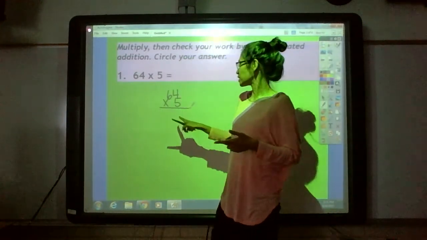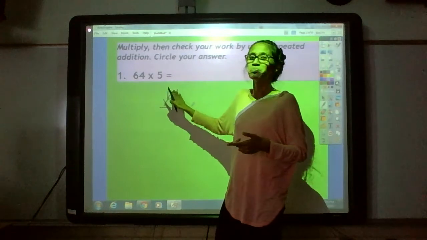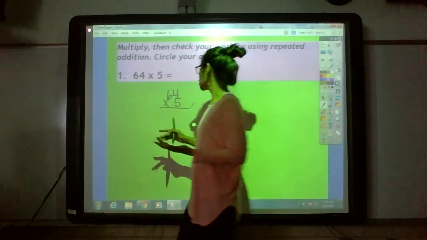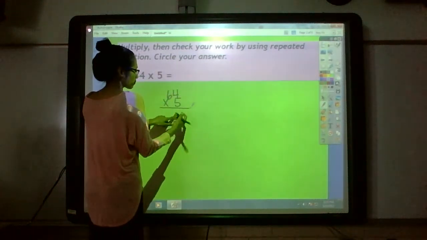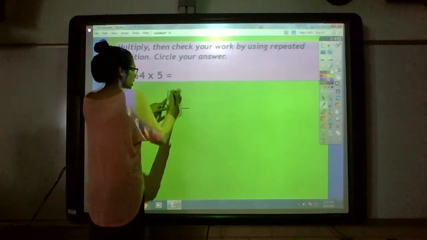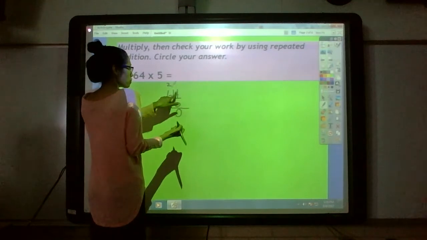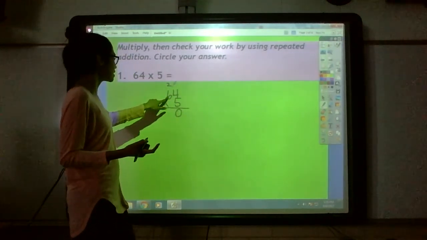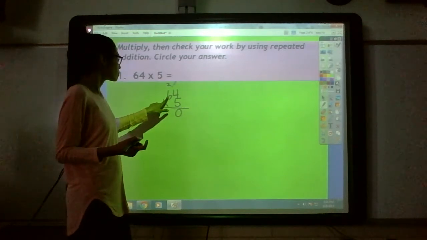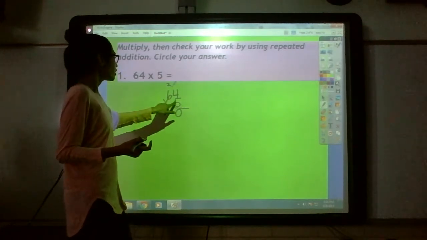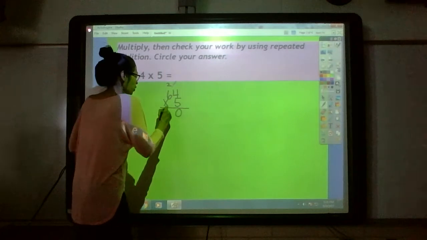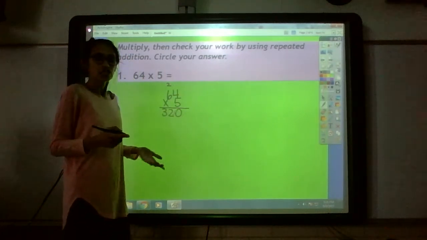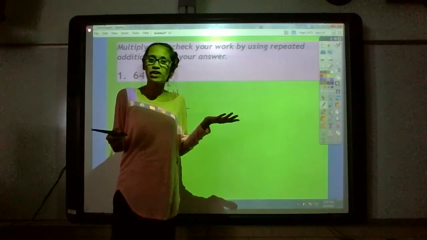So I write it like this, and we multiply this digit by the digit in the ones place. 5 times 4, which is 20. What do I write here? I write the 0 here, and I put the 2 up here. So I'm done multiplying the 5 and 4. Now I multiply the 5 times the 6, which gives me 30. 30 plus 2 is 32. All right, so our answer is 320. So that is multiplying to find the answer.